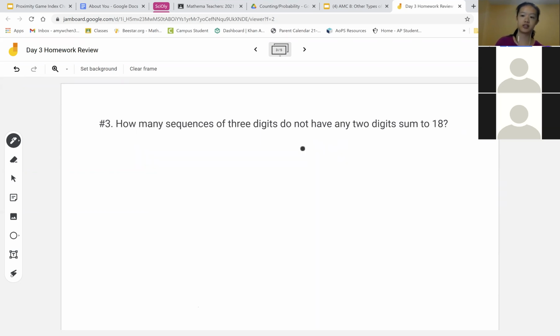sequences of 3 digits, right? So if these blanks represent places where digits can go, just 3 digits, for example, like 1, 2, 3. And it doesn't want any 2 digits summed to 18. So what that means is that you don't want something like this, where you notice that 9 and 9 sum to 18. So we don't want that. And we're just trying to find how many sequences of 3 digits don't have 2 digits summed to 18. So in other words, these can't have 2 9s in them because then they would sum to 18.